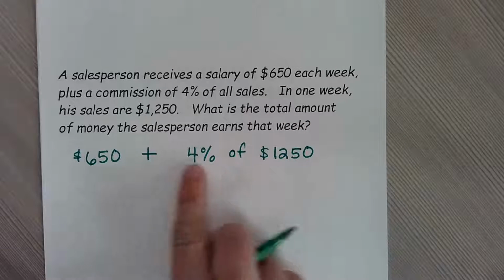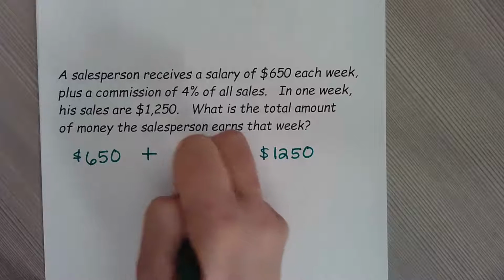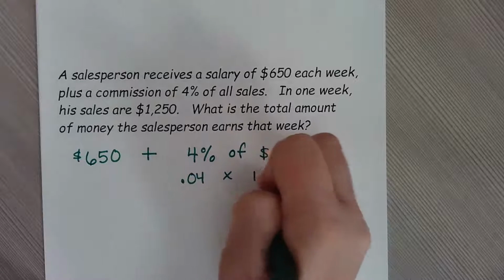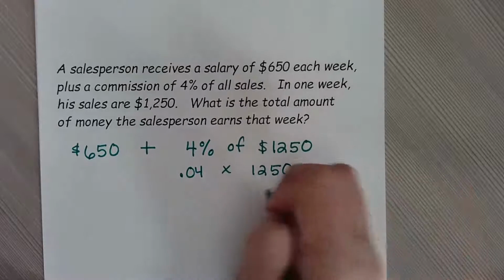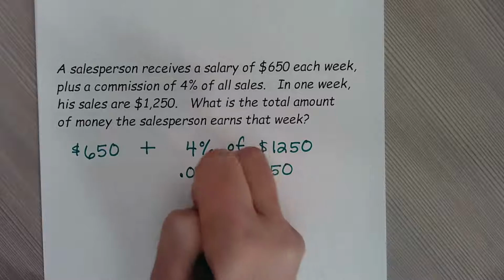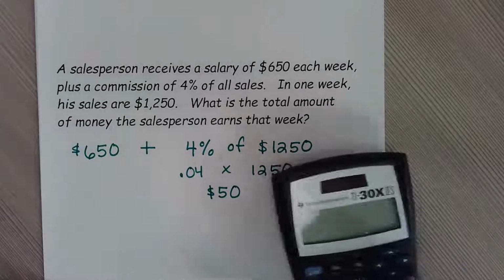So we need to figure out what this commission is first. 4% would be 0.04 times 1,250, and that gives you 50. So the commission is $50. And again, you use a calculator to do this.